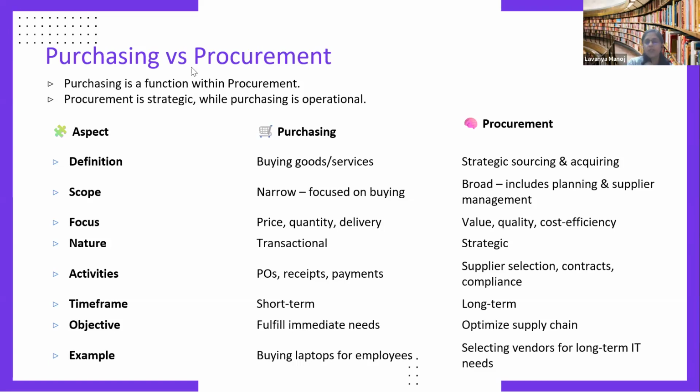What we usually see as a consumer is the price of the product. So for that particular price, how much quantity I can buy and how it is going to be delivered to me. This is the main aspect we usually see when we are purchasing a product. But the company, when they are procuring a product, they see the value, quality, and of course cost as well.